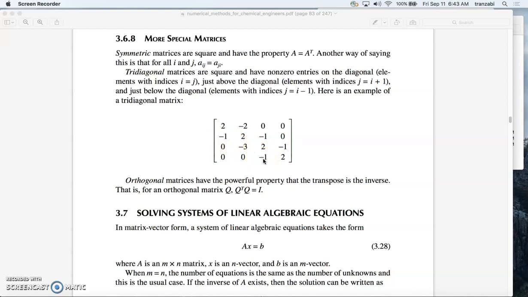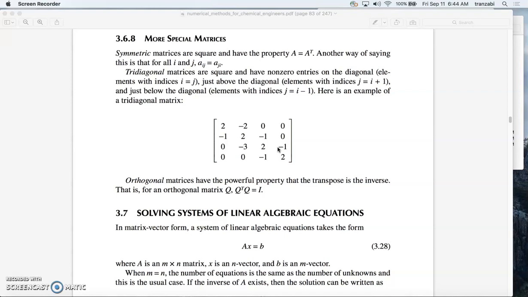Okay, so in a tridiagonal matrix, we have to have non-zero elements along the diagonal, super-diagonal, and sub-diagonal. In other words, any other elements should be zero. Like we get zeros here and here, but on the diagonal, super-diagonal, and sub-diagonal, we should have non-zero elements. That doesn't mean that you should not have zero on the diagonal. You can have zero on the diagonal, but you have to have at least one non-zero element along the diagonal, sub-diagonal, and super-diagonal.